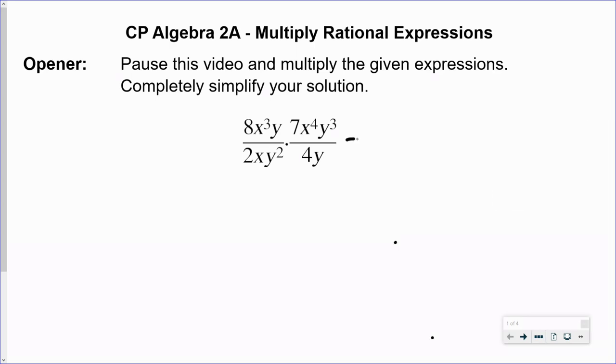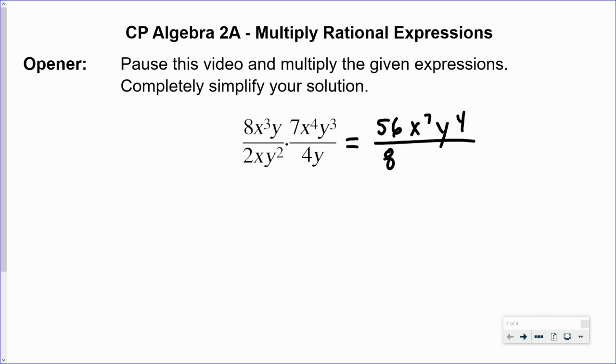So I'm going to multiply the numerators together, and we're going to get 8 times 7, which is 56. And then x cubed times x squared, which is x to the 7th power. And then y times y to the 3rd is y to the 4th power. So that's the product of multiplying the two numerators together. And then we're going to multiply the denominators together. So 4 times 2 is 8.